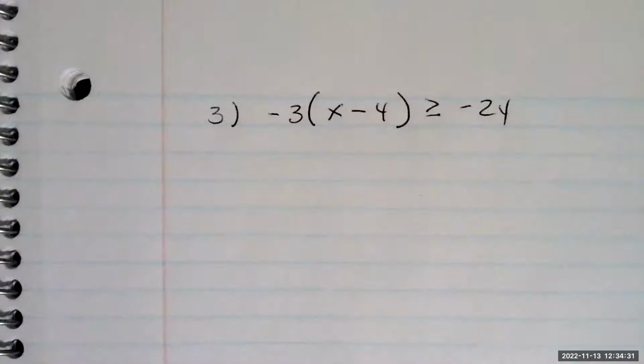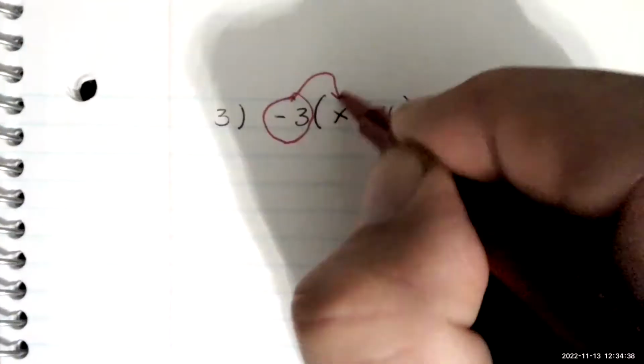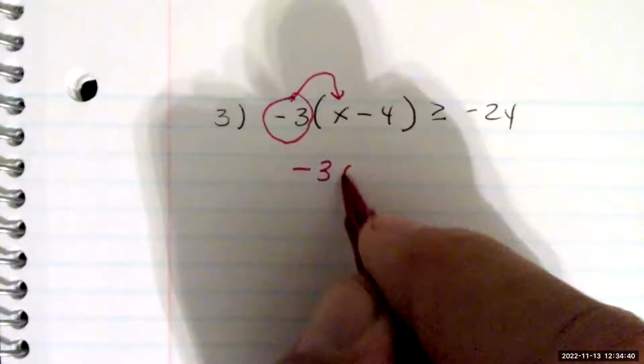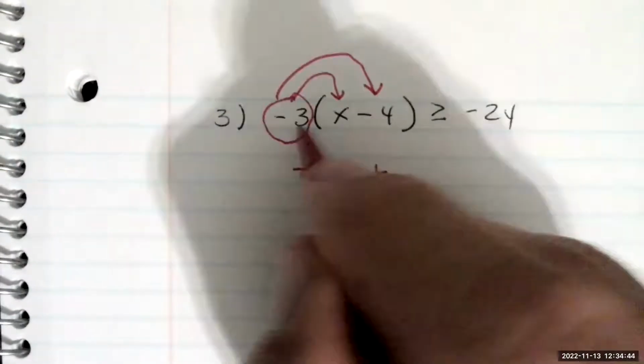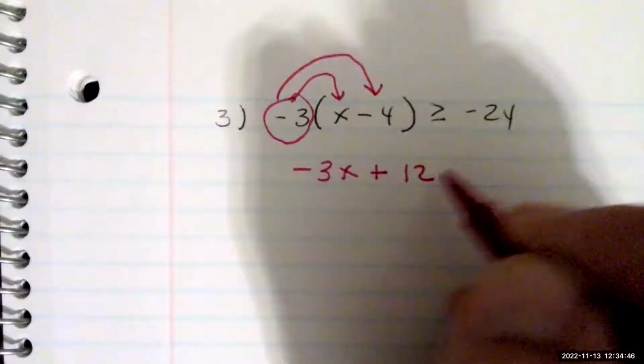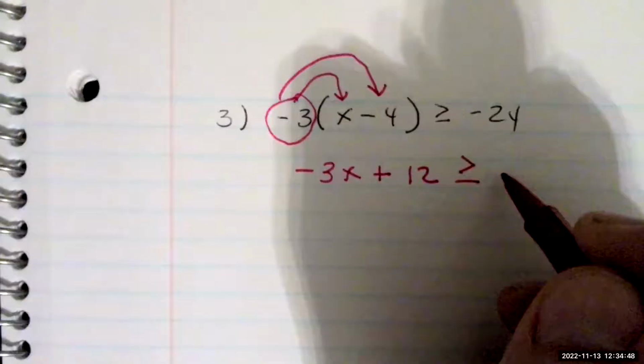We'll let the camera focus. All right, and because I have a parentheses, I'm going to distribute the -3. So -3 times x is a -3x. A -3 times -4. Two negatives make a positive, and 3 times 4 is 12. And then it's greater than or less than -24.